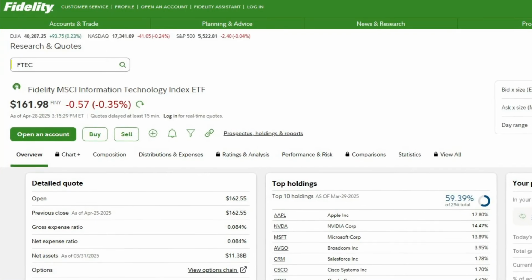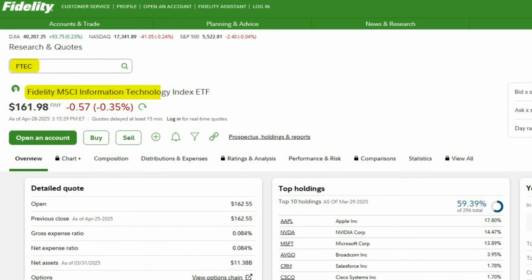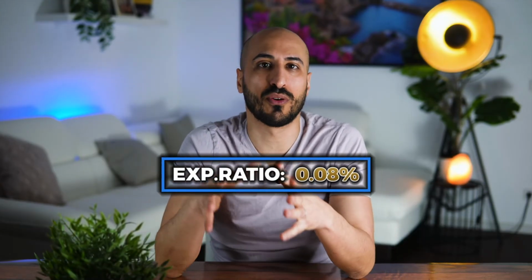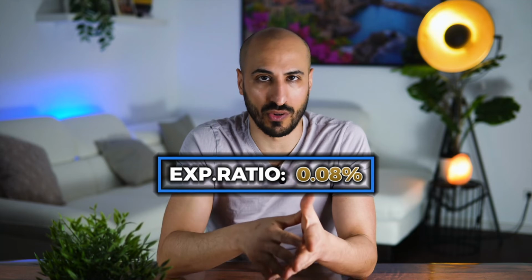A good alternative of VGT is FTEC, the Fidelity MSCI Information Technology Index ETF, which is basically identical but has a slightly lower expense ratio with 0.08% instead of 0.09%. The reason why I'm taking VGT here is that FTEC has been created recently, so we don't have long-term performance data. Obviously, you can assume that FTEC, if it was created before, would have performed just like VGT.